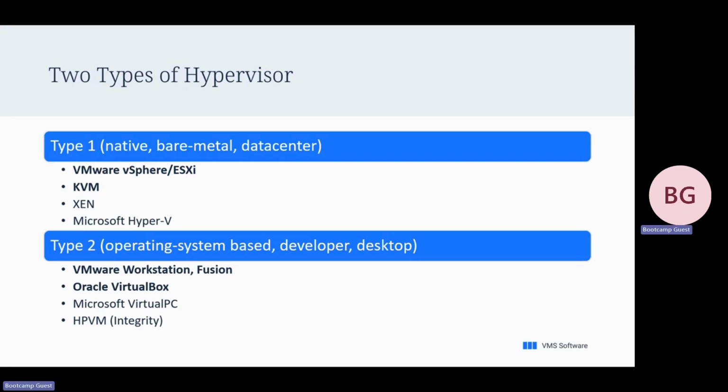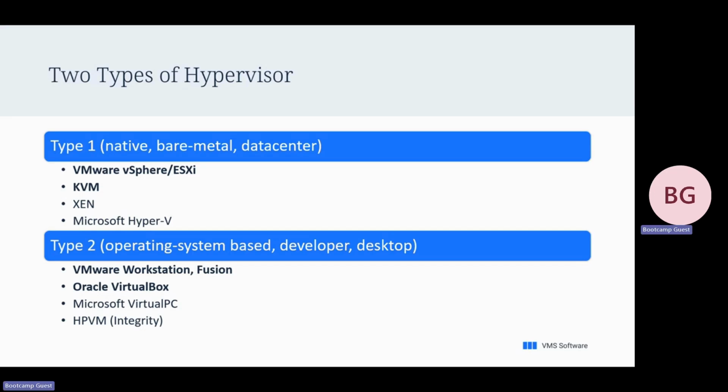And then there's also Xen, and there's Microsoft Hyper-V. And the ones that I've put in bold are the ones that we support on OpenVMS. There's also type 2 hypervisors. These are hypervisors that run on top of a regular operating system. So these are the types of hypervisors like VirtualBox or VMware Workstation that a developer would run on their desktop computer or on their laptop.